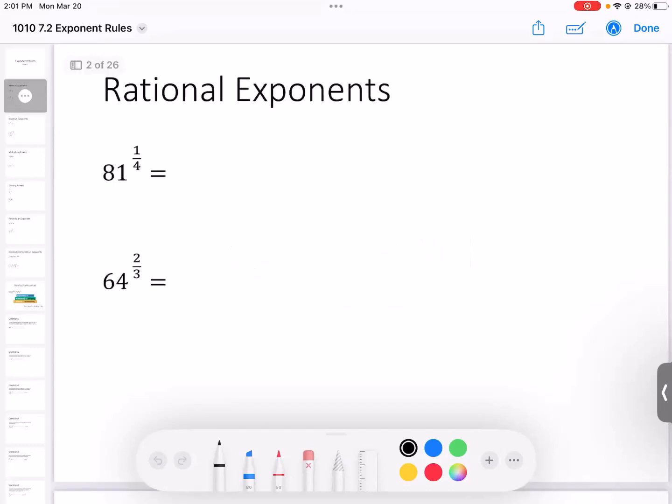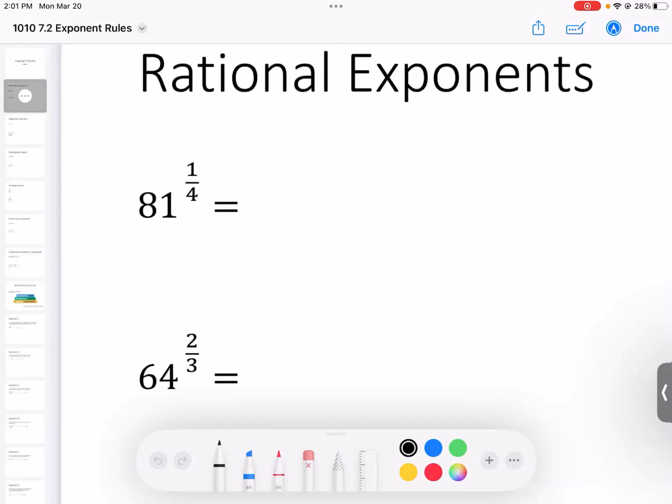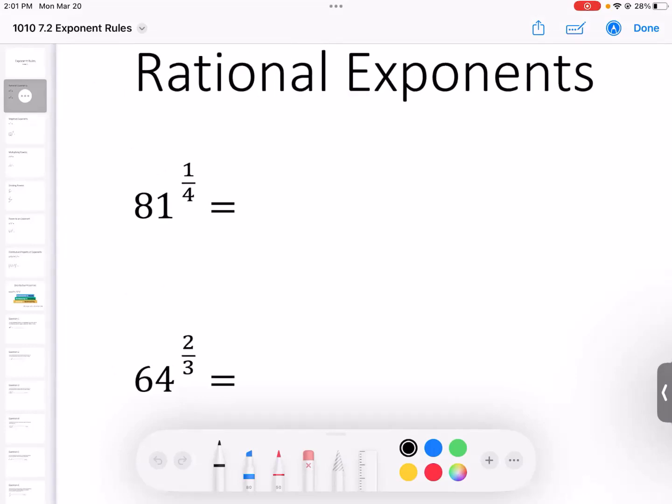So we mentioned this a little bit last class, but I want to reiterate it. Whenever you're talking about roots, you can use exponents to represent the roots. So if you see 81 to the 1/4 power, what this means is that you are doing the fourth root of 81. That makes sense? So if you have a fractional exponent, the number in the bottom of the fraction tells you what kind of root it is. So in this case, what would that simplify to?